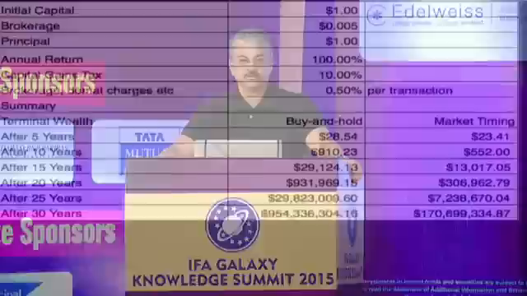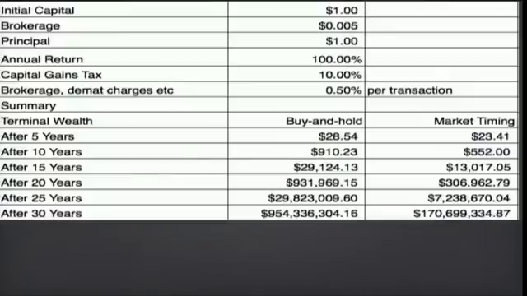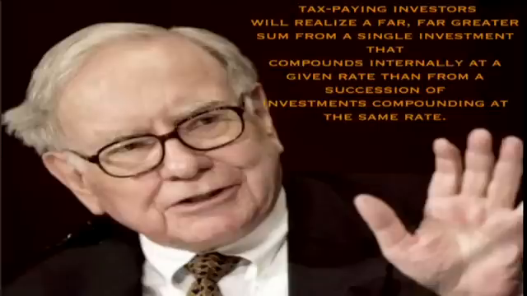Those small changes make a huge difference. Those costs, those low brokerages, those frictional costs, and of course the taxes that you had paid every year, they don't work for you in a market timing approach. In a buy and hold, they do. And people like Buffett figured this out long back. Tax-paying investors will realize a far, far greater sum from a single investment that compounds internally at a given rate than from a succession of investments compounding at the same rate.